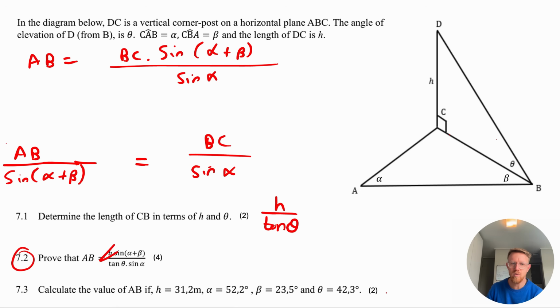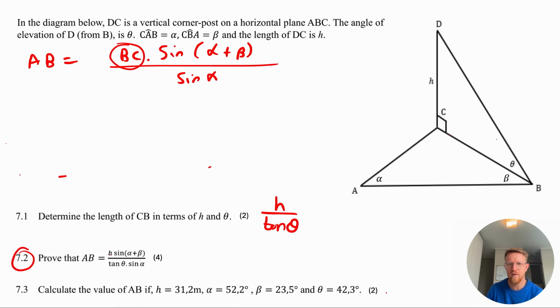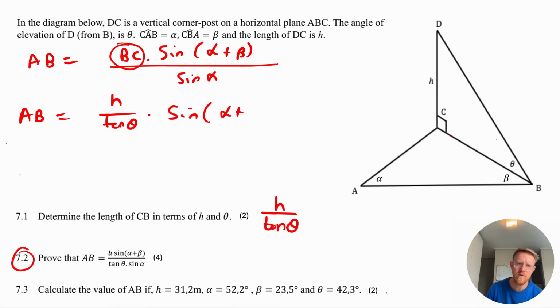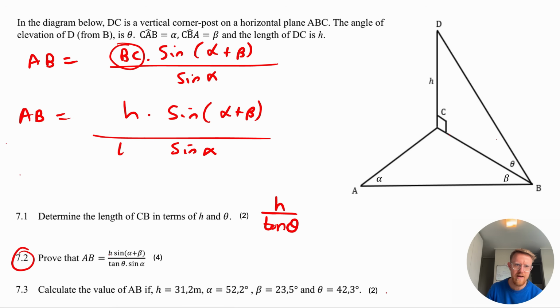The next thing I want to do is replace the BC with what it is over here. CB, BC, same thing. We're going to replace that with h over tan theta. So AB is now equal to h over tan theta multiplied by sin(alpha plus beta) over sin alpha, and this part here just ends up popping down to the bottom. And now we have exactly what they wanted anyway.